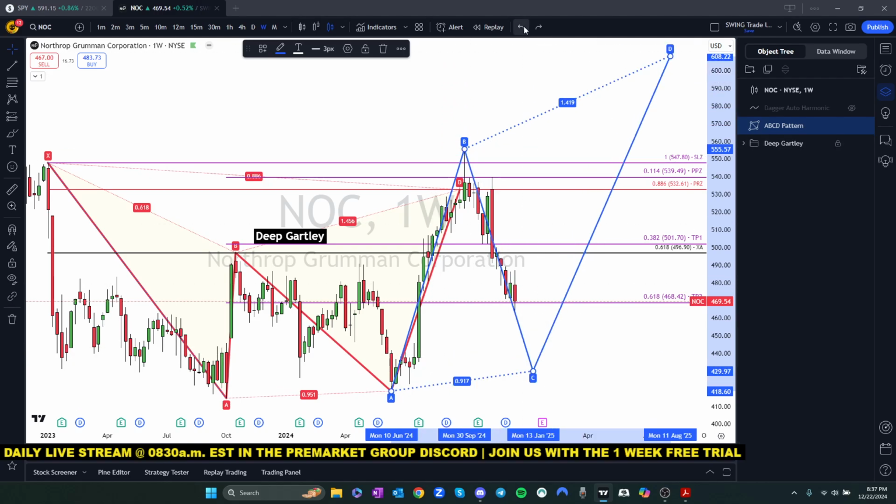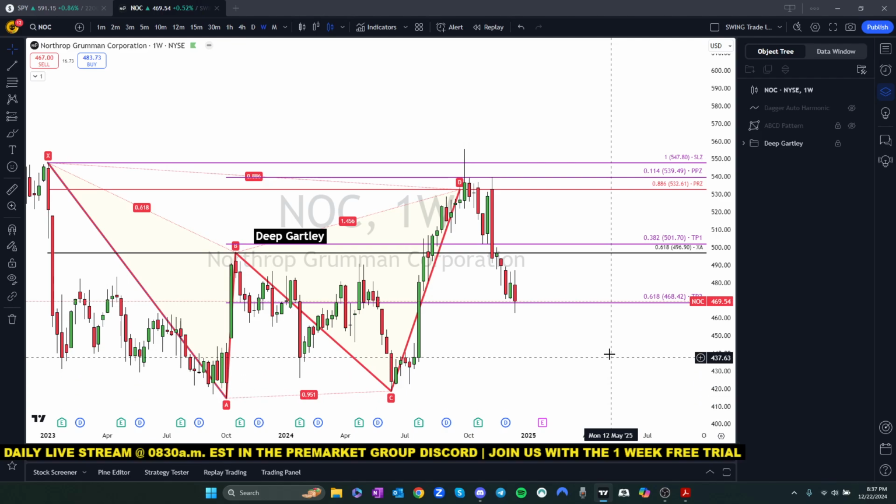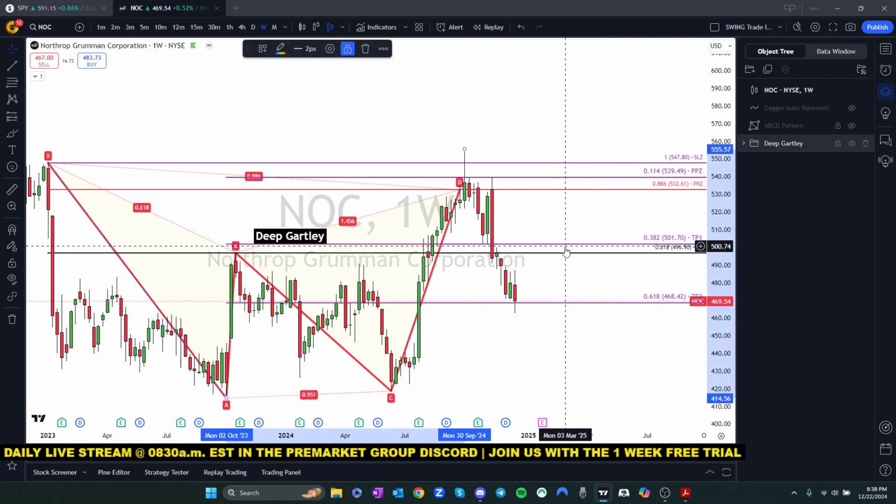Yep. But also one thing that's interesting with this, notice how the take profit levels, these purple fibs for the retracement, are two very specific fibs. One is the 38 and one is the 618.